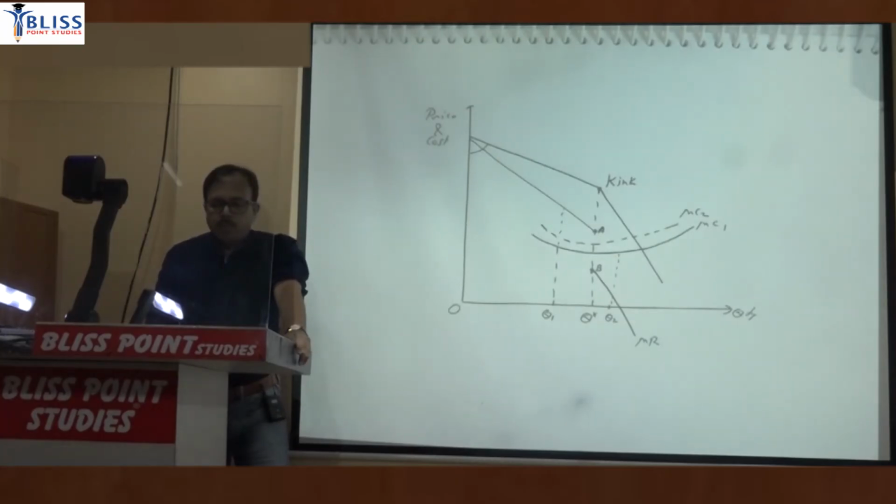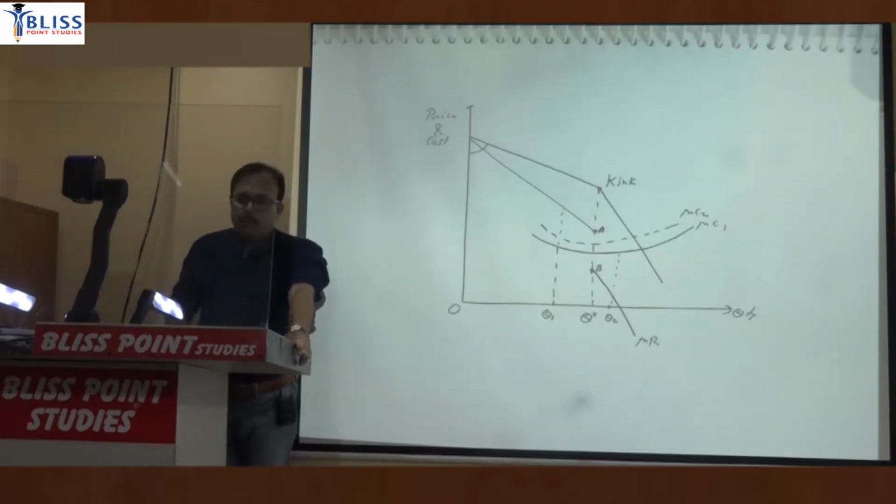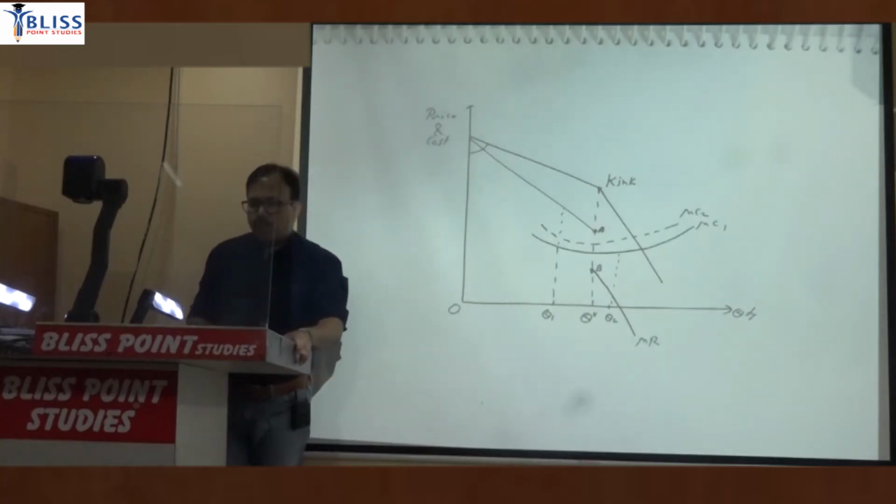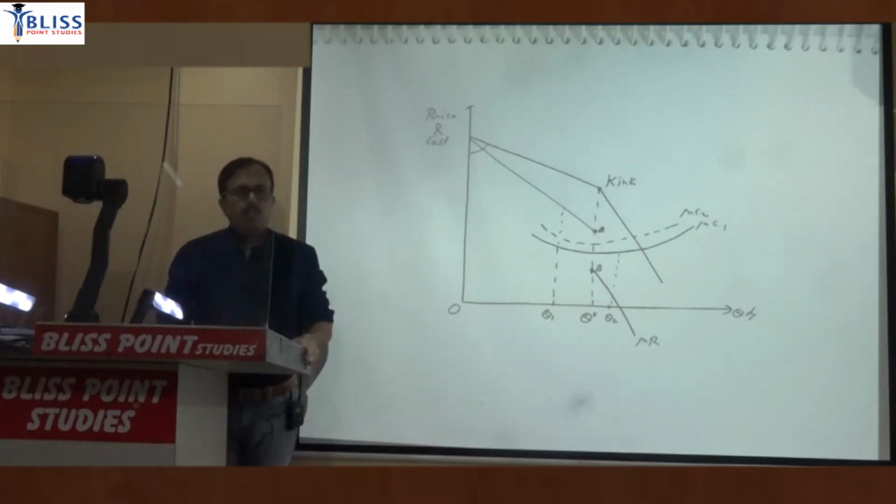So according to him, demand curve of oligopolistic firm has a kink reflecting following behavioral pattern. Underline that word, behavioral pattern.